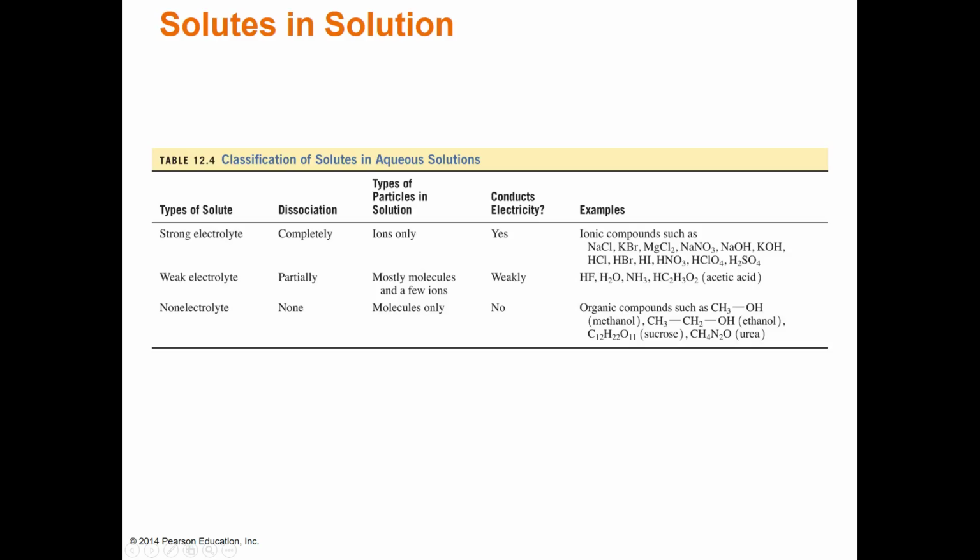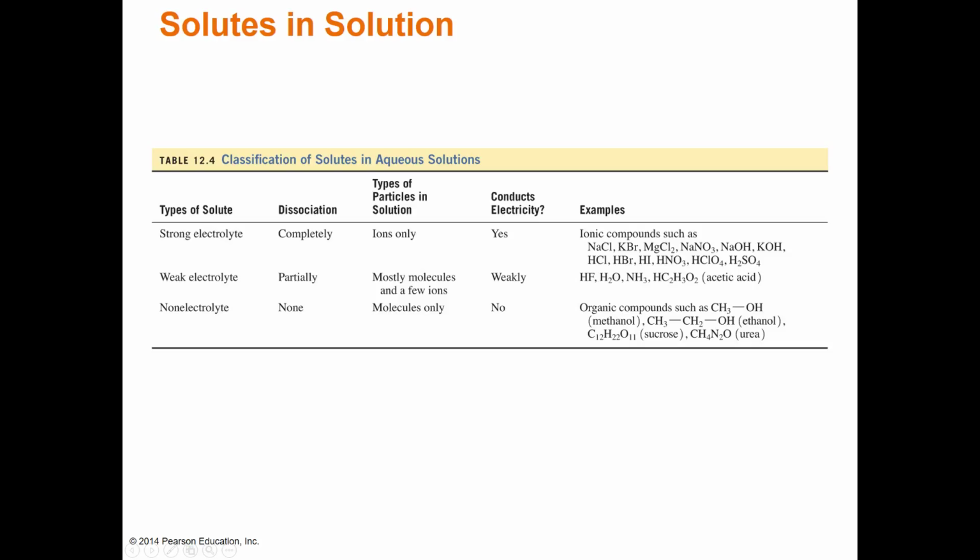All right, so strong electrolyte, complete dissociation. Types of particles in the solution is going to be only ions, and it would conduct electricity. Examples of ionic compounds would be all these salts. All of these are going to be soluble. Notice you don't have silver chloride on here. Neither do you have lead chloride or barium sulfate because they're all insoluble. Then weak electrolytes, you're going to have partial dissociation, meaning some of your substance is going to dissociate. Examples would be the two that we looked at, the hydrogen fluoride and the ammonia.